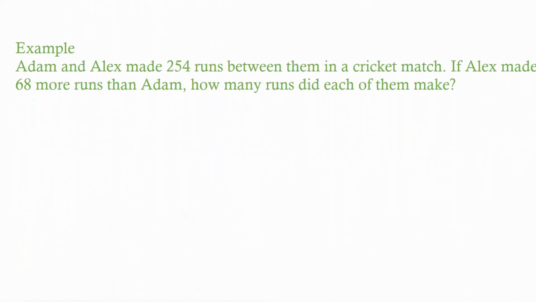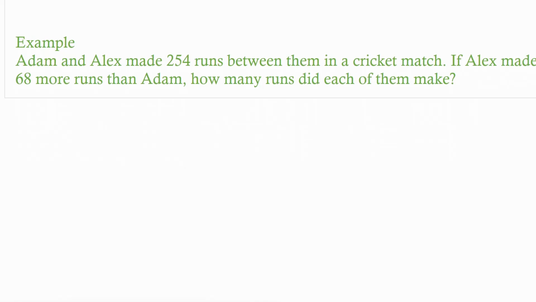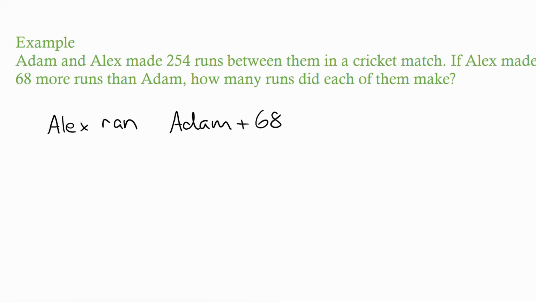Alright, here we have another question. Adam and Alex made 254 runs between them in a cricket match. If Alex made 68 more runs than Adam, how many runs did each of them make? Let me rewrite this. Adam's runs, plus 68. We're going to say let Adam's runs equal A.